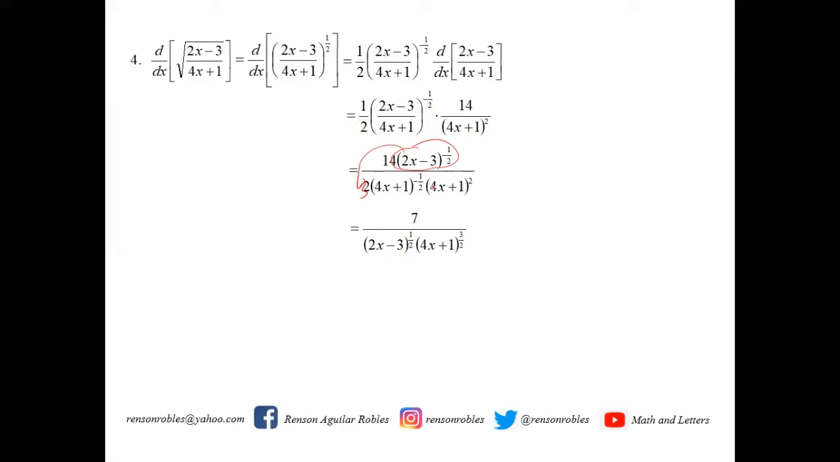And then, by laws of exponent again, since this is 4x plus 1 raised to negative 1/2 and 4x plus 1 square, you can now add the exponents negative 1/2 and 2. And that will give you 3/2. Okay, so the final answer would have been equal to 7 all over the quantity 2x minus 3 raised to 1/2 times the quantity 4x plus 1 raised to 3/2. Okay. And I think this will be the last.